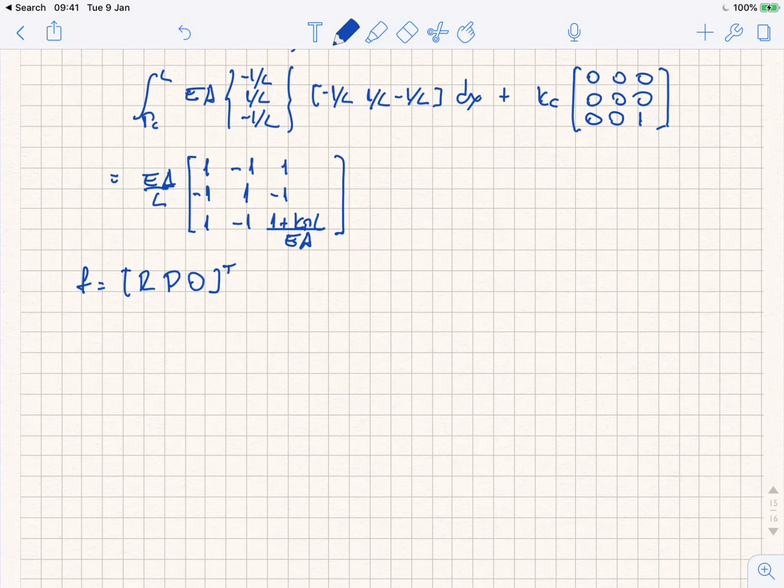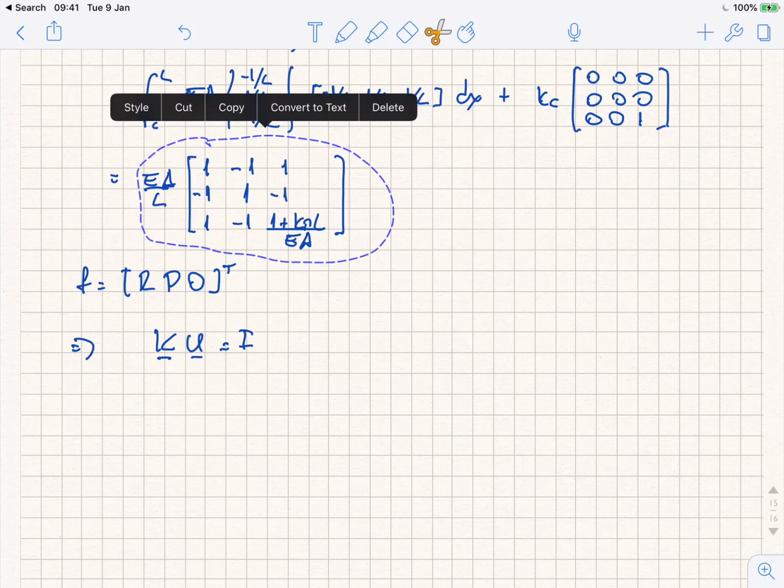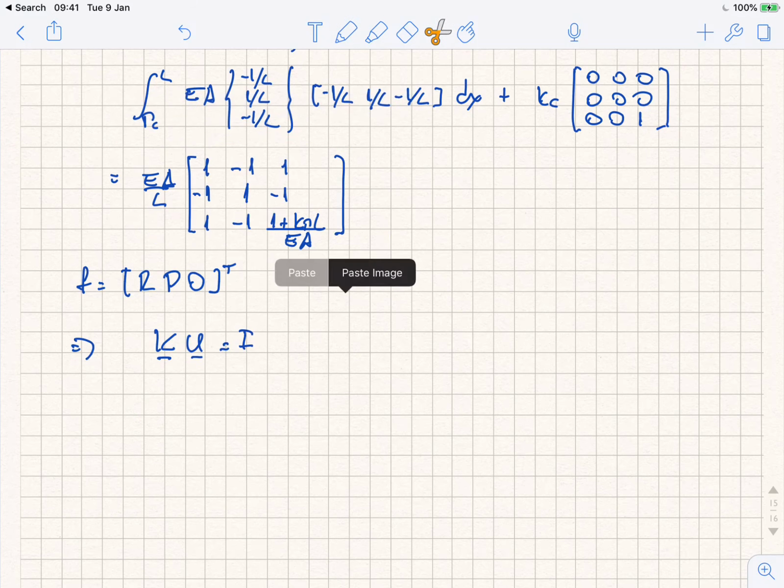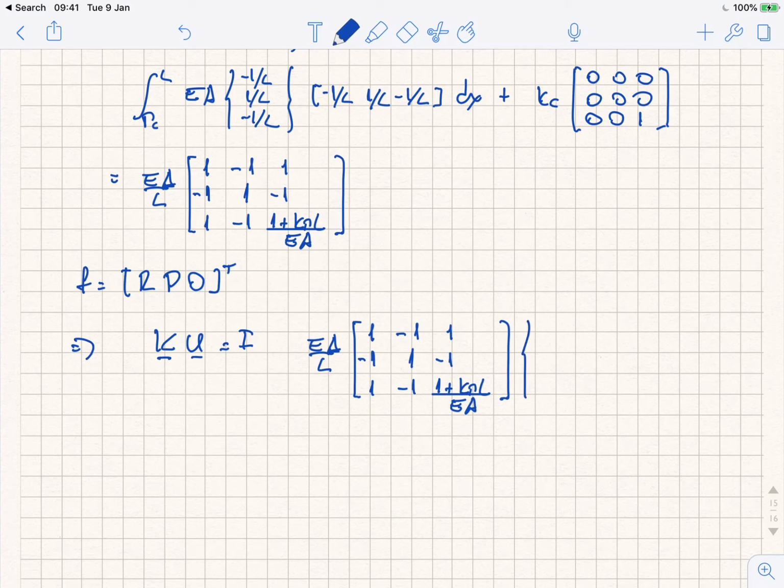So let's solve the system. Very simple, right? We have this leads to our system KU equals F. So let's copy this guy here. And then we're going to have our degree of freedom vector, which is what? Who can tell me? U1, U2, and beta. Very well. This is equal to R, P, and 0.